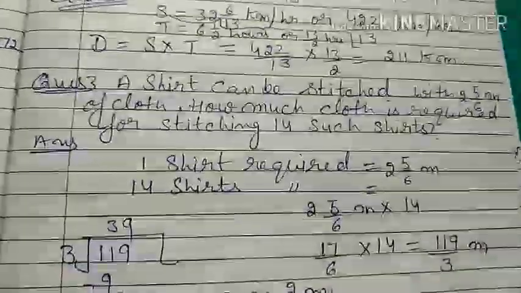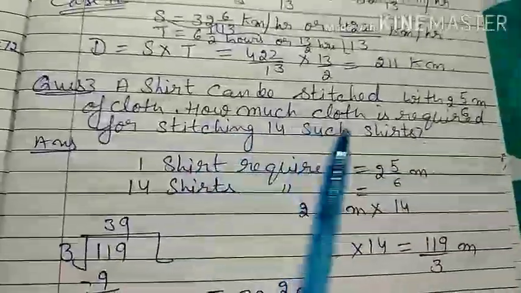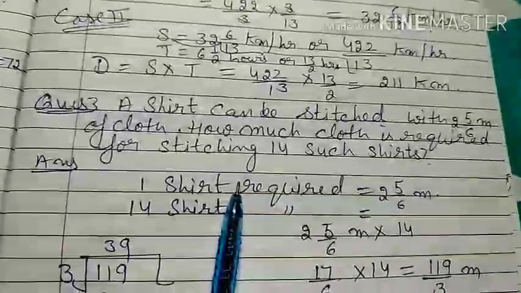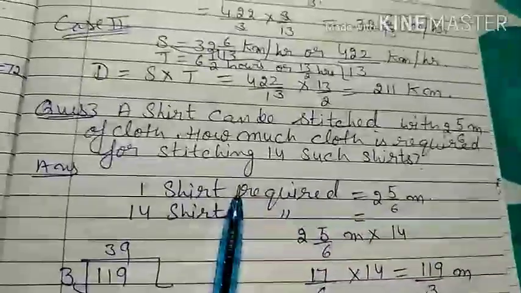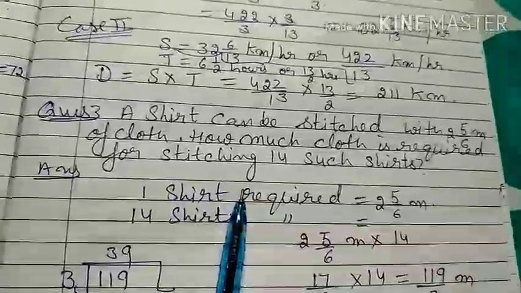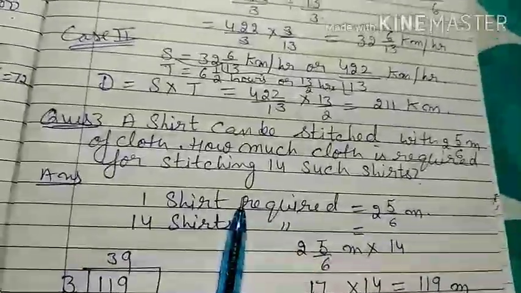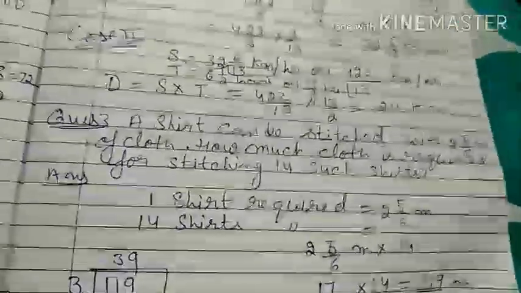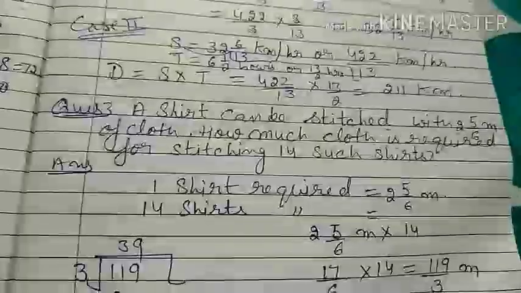The third question is, a shirt can be stitched with 2 into 5/6 meter of cloth. How much cloth is required for stitching 14 such shirts? In this, the length of cloth for one shirt is given, and you have to find the total length of cloth for 14 such shirts. So you directly multiply the length of cloth for one shirt with 14 shirts.